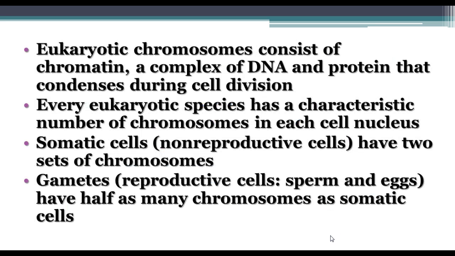Eukaryotic chromosomes are made of chromatin, which is what they're called when you can't see the chromosomes. This is a complex of DNA and protein. There are several kinds of proteins, including histones. Each organism has its own characteristic number of chromosomes, but generally speaking, in most of the cell's life cycle, you don't see the chromosomes as chromosomal bodies. Somatic cells, or body cells, have two sets of chromosomes. That's called diploid. And gametes, or reproductive cells, have half as many chromosomes, which is called haploid.